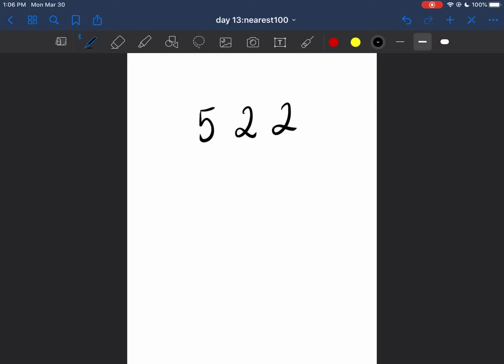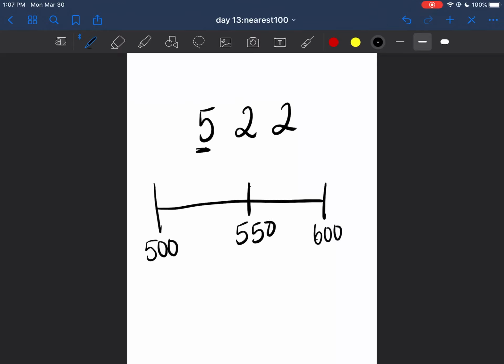522. The first thing I'm going to do is draw my number line, place my benchmarks, and my midpoint. I'm rounding to my nearest hundred. Am I looking at my ones, my tens, or my hundreds? I'm looking at my hundreds. So what number is in my hundreds place? That's right, 5. 5 hundreds is there. So I'm going to underline the 5. How much is 5 hundreds worth? 500. What comes after 500 when we count by hundreds? 600. And in the middle, my midpoint would be 550.